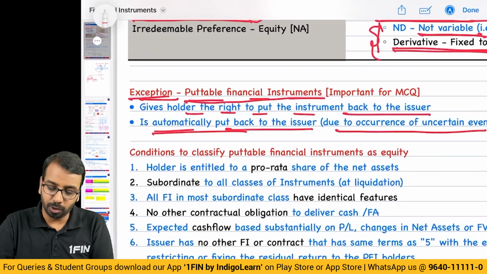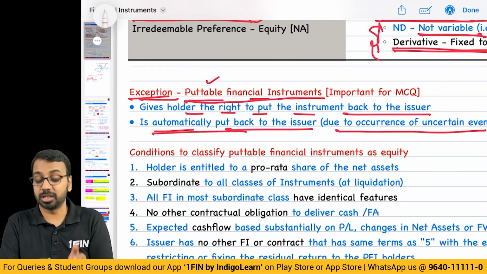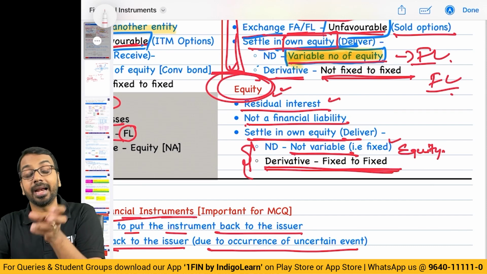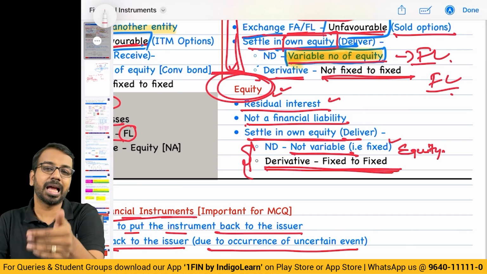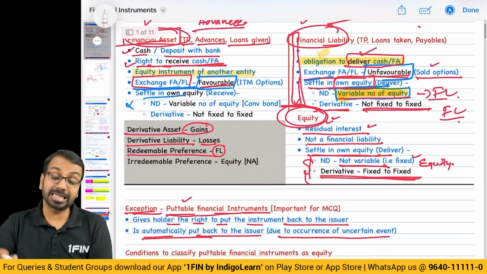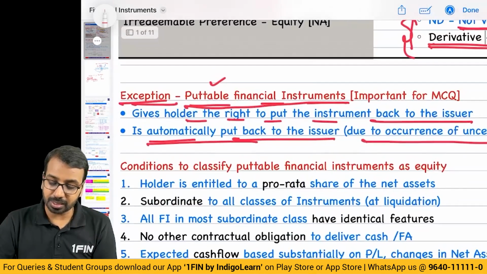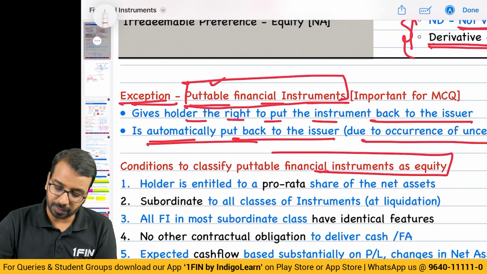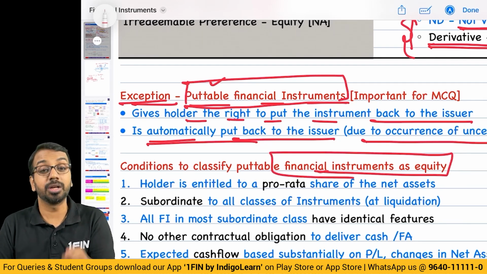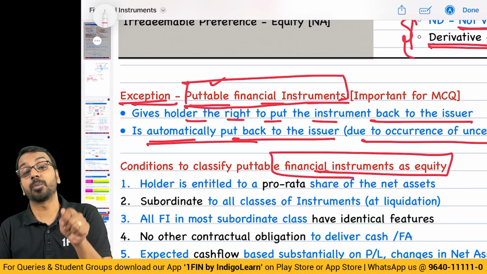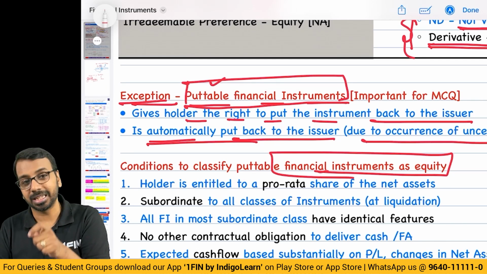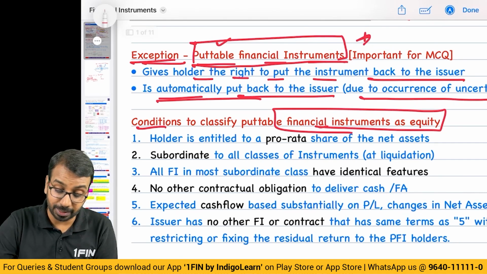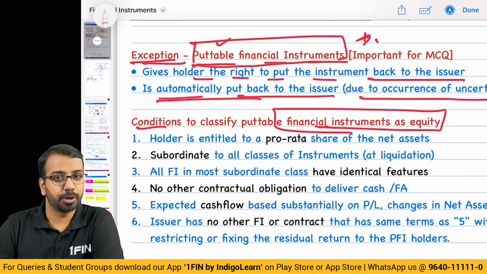Now in such a scenario, because it is not the residual interest in technical terms, and if I give the unit back to the mutual fund, they have an obligation to pay cash to me, it would have been classified as a financial liability. But this is an exception, because of which these puttable financial instruments are classified as equity. Due to this exception, mutual funds or any other puttable instruments are classified as equity. What are the conditions to be satisfied? The reason I am discussing this is that it is important from an MCQ point of view. That's the only reason.